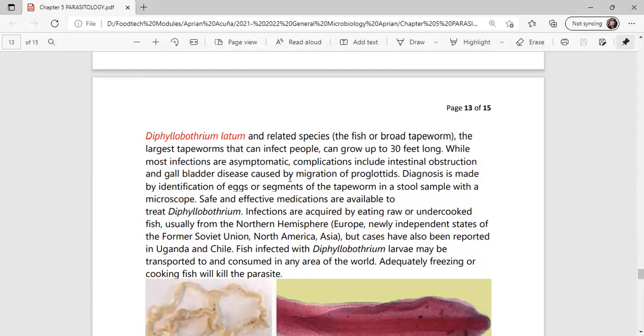Then you have your Diphyllobothrium, okay, your Diphyllobothrium latum or related species, the fish or broad fish tapeworm. Di ba, we said there is a tapeworm in pork, and there is also a tapeworm in fish. So this is the largest tapeworm that can infect humans, and it can grow up to 30 feet long.